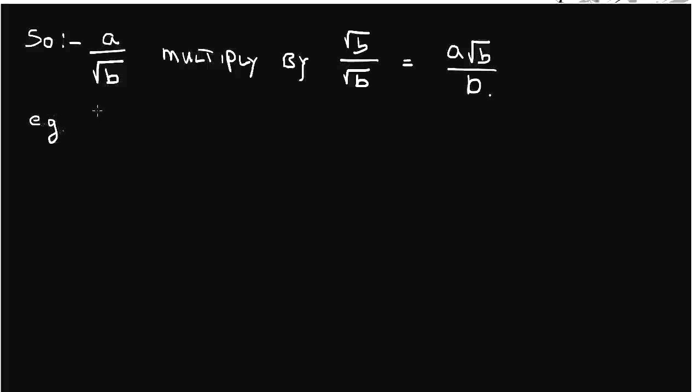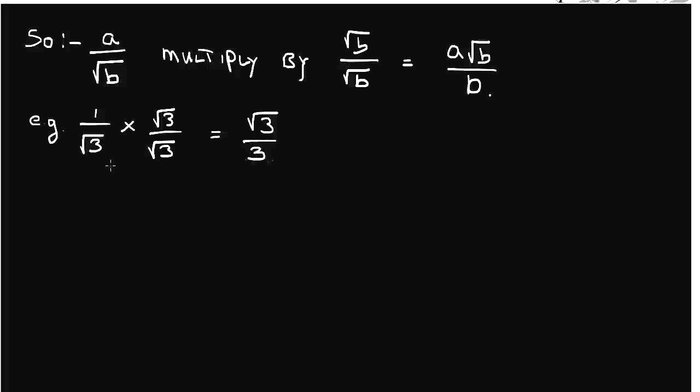So what we do is, it's straightforward. If you've got a surd in the denominator, we multiply top and bottom by that surd. So for example, we've got 1 over root 3 equals multiplied by root 3 over root 3, and that will give us root 3 over root 3 times root 3, which is 3, root 3 over 3.